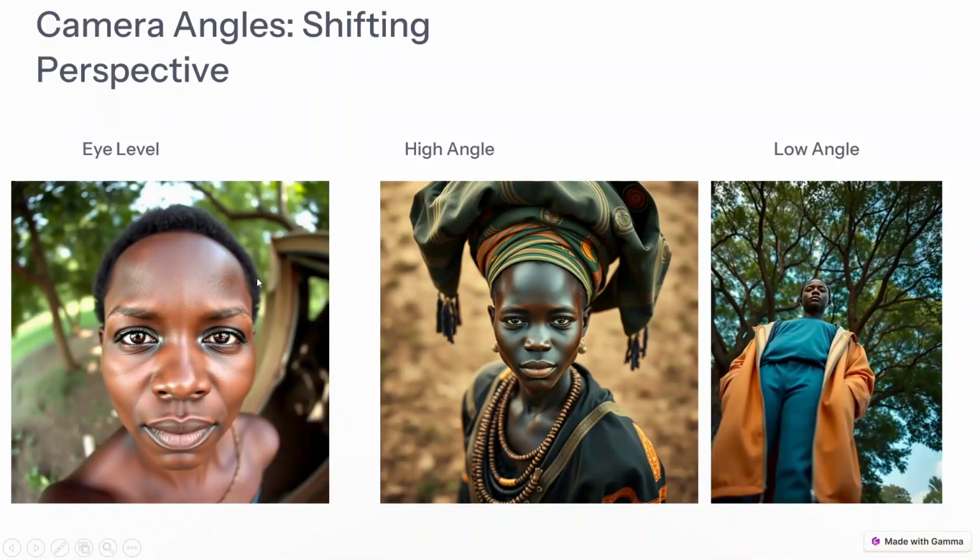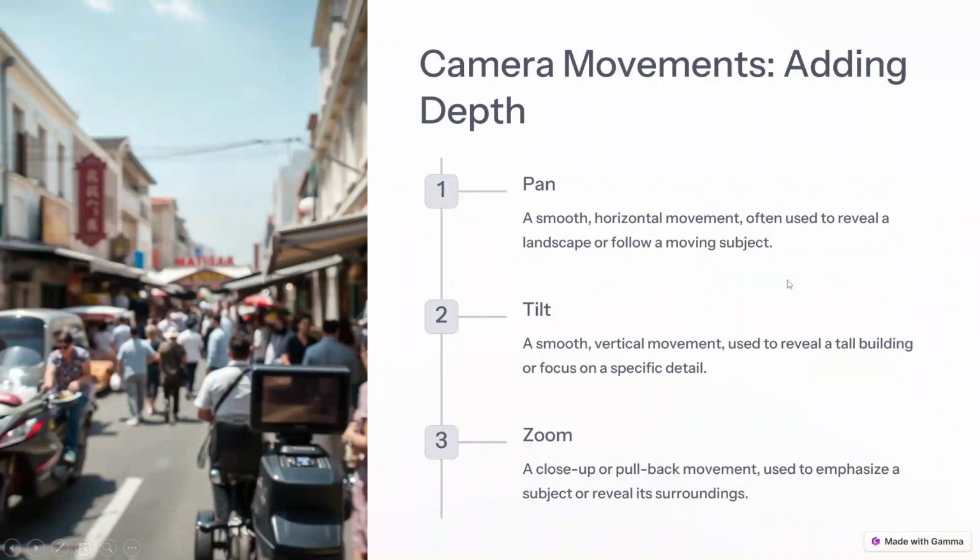So here we're just giving you examples. This is eye level, high angle, and low angle. Then we have camera movements. There are different kinds of camera movements. Some of the most important and the most common ones, we have panning. A panning is a smooth transition, a horizontal movement of the camera.